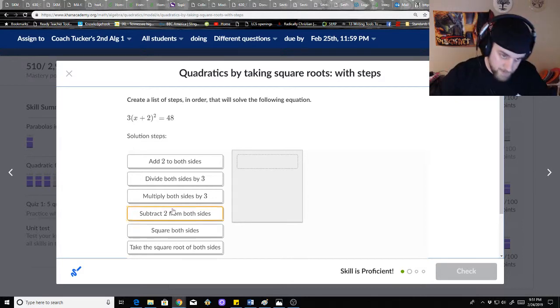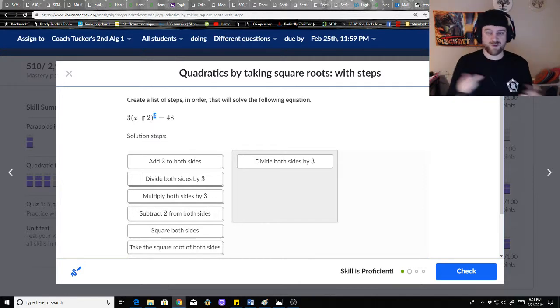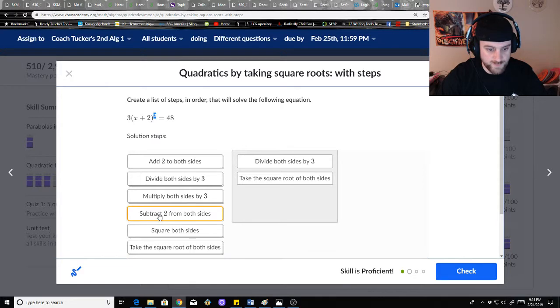Here, you wouldn't subtract or add first because you don't have anything to subtract or add, but you would divide by that 3 on both sides. So we'll bring it over there. Then you would square root. You've got to get rid of that square because you can't subtract 2 yet. It's protected within that pair of parentheses. And remember, you're usually working backwards from the order of operations. So we would take the square root of both sides, and then from there, we would subtract 2.